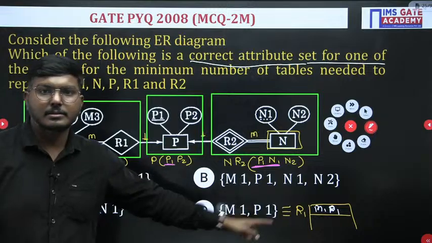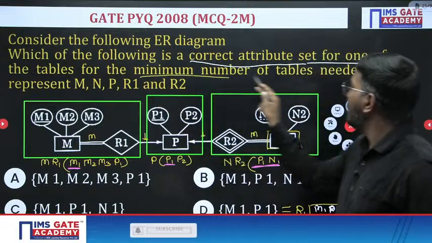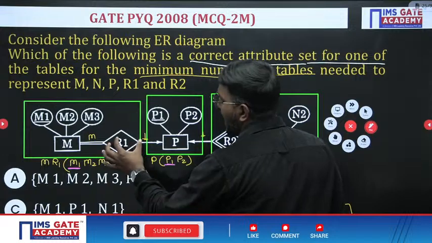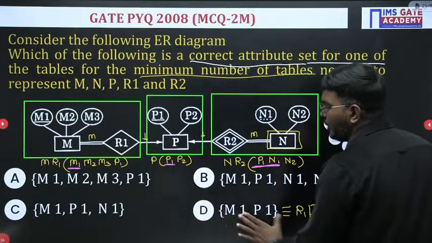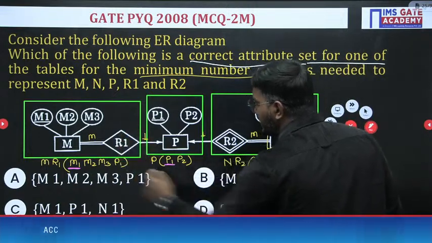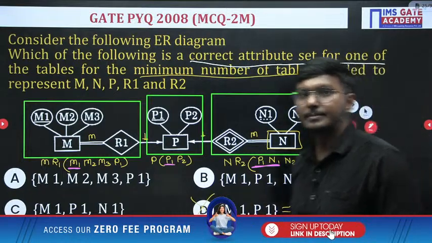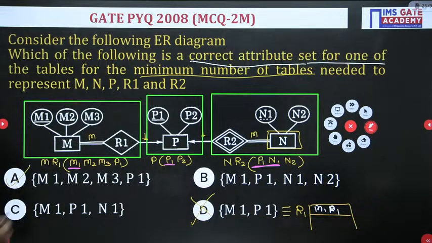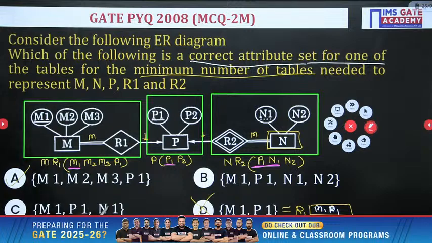But if you merge this R1 towards the M side, then R1 does not have any separate table. Because I need to find the minimum number of tables here, R1 will be merged towards the M side. It won't have any separate table. If R1 had a separate table, then this would be the attribute list for R1. Understood? Because of this, option D is incorrect. Option A is right here. M1, M2, M3 and P1 are the attributes of this M and R1. So M1, P1, N1 is irrelevant.